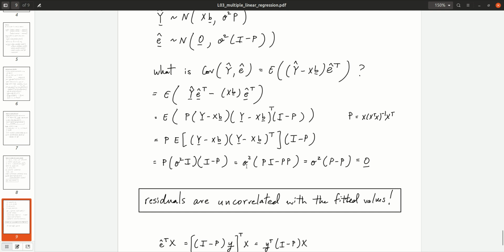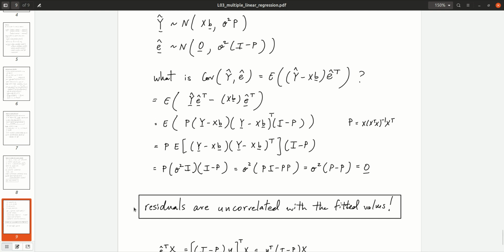And then distributing that, you get P minus P times P. P is idempotent, so you get P again here. And so this is sigma squared times (P minus P), which is 0. So what that means is that the covariance between any element of the fitted value vector and any element of the residual vector is exactly 0. So the residuals are uncorrelated with the fitted values.